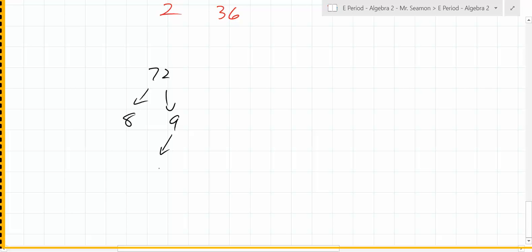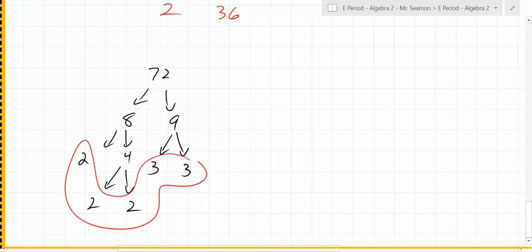What's 9? 2 cubed. What is 9? 3 and 3. What is 8? 2 times 2 times 2. 2 times 4. And what is 4? 2 times 2. So what do you end up with? 2 cubed. You end up with this right here, right? So what do you see? How many squares do you see? I see 2 squared and 3 squared, right?